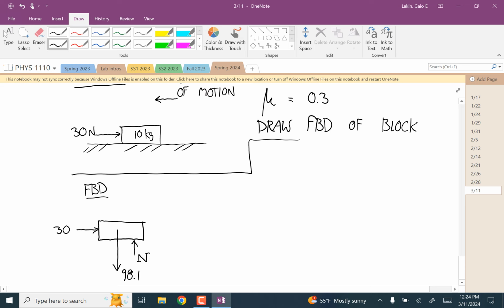And then the friction force is going to be opposite the direction of motion. And it's going to be equal to the coefficient times the normal, which in this case means 0.3 times the normal. Okay, so that's a complete free body diagram for that object. Anybody have any questions about that?